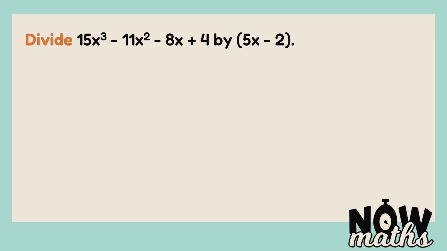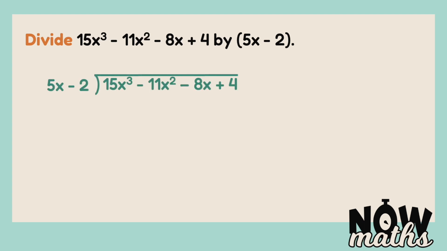Now for our second example, we're going to divide the cubic on screen by 5x subtract 2. The method for this will be exactly the same as the previous question, except this time we have both negative and positive numbers to consider. So we're going to start by dividing 15x cubed by 5x, which is 3x squared, since 5x multiplied by 3x squared is 15x cubed. Now since we're actually dividing by 5x subtract 2, we will have a remainder.